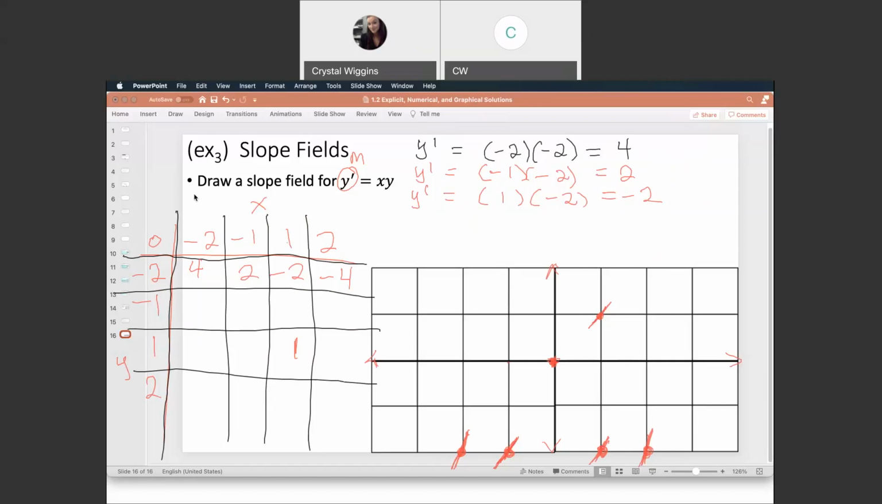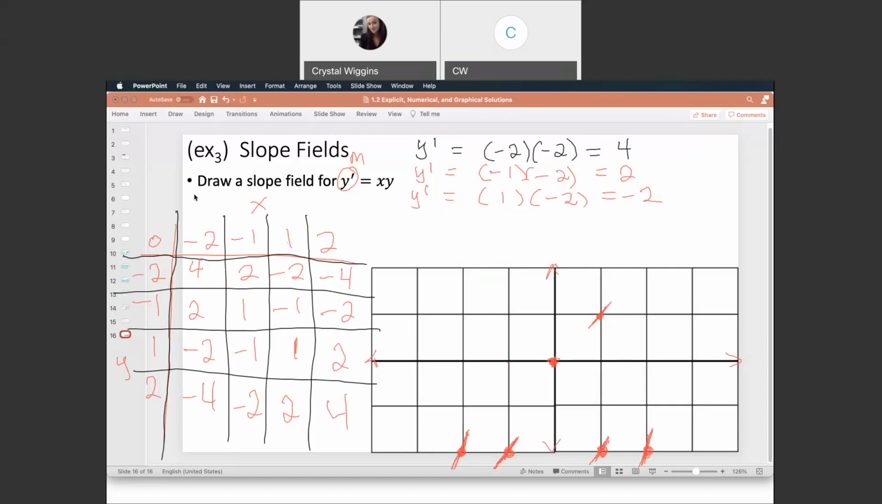-2 and -1 gives us +2, -2 and 1 gives us -2, -2 and +2 gives us -4. I'm just going to fill out the chart real quick since it's simple multiplication. -1 and -1 is +1, -1 and +1 is -1, -1 and 2 is -2. 1 and -1 is -1, 1 and 2 is 2. 2 and -1 is -2, 2 and 1 is 2, 2 and 2 is 4. All right, so now let's finish writing all these dots in.